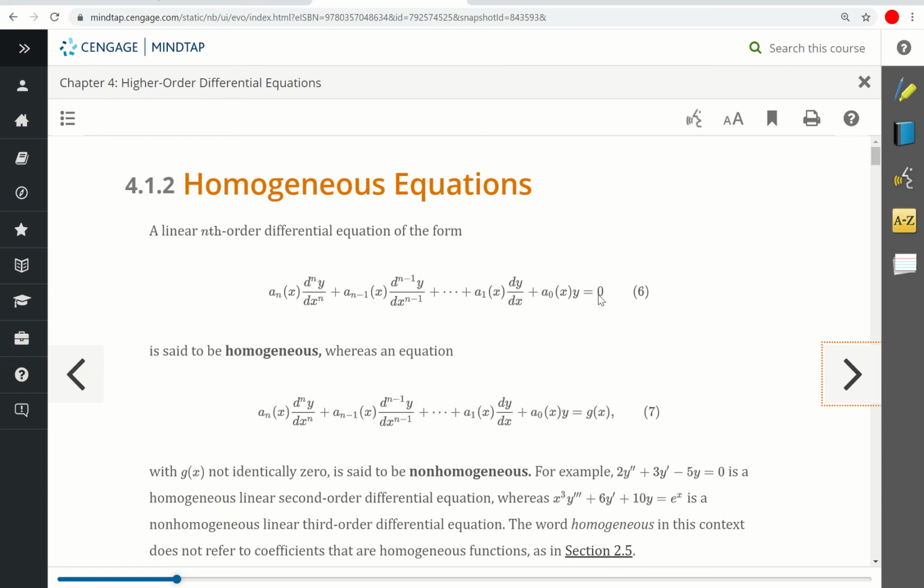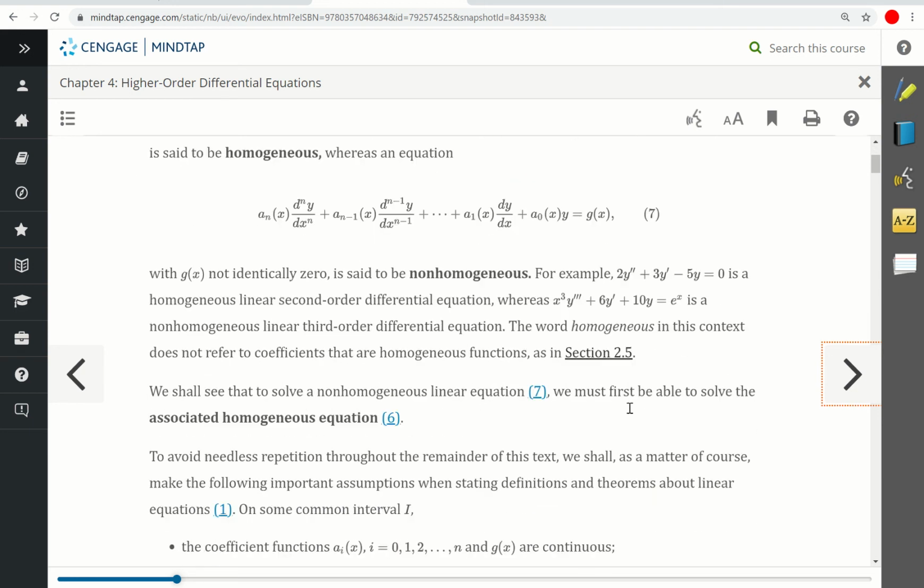If it's 0, that makes it homogeneous. If it's a non-zero function, then it is non-homogeneous. As an example, if we look at this function here, 2y'' + 3y' - 5y = 0, this is homogeneous, it's linear, and it's a second order ODE.